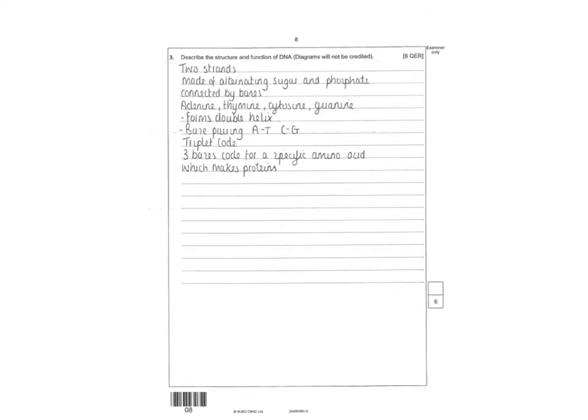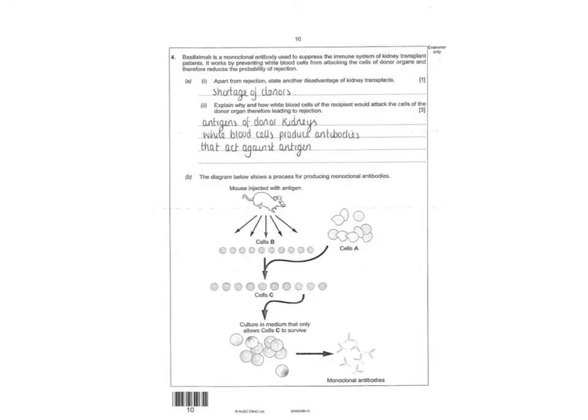Describe the structure and function of DNA. So DNA is 2 strands. Those strands are made up of an alternating sugar and phosphate, which are connected by bases. The 4 bases are adenine, thymine, cytosine and guanine, and they form a double helix. The base pairing is that A binds with T and C binds with G. We have the triplet code, where 3 bases code for a specific amino acid, which makes proteins.